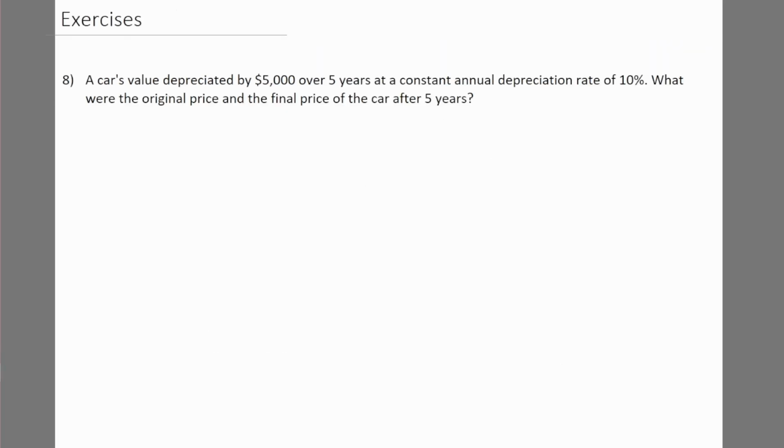That's it. Okay, so moving on to the final exercise. A car's value depreciated by $5,000. So this is the amount of depreciation over 5 years. This is N right here. And at a constant annual depreciation rate of 10%. So this is R is equal to 10. What is the original and the final price of the car after 5 years?